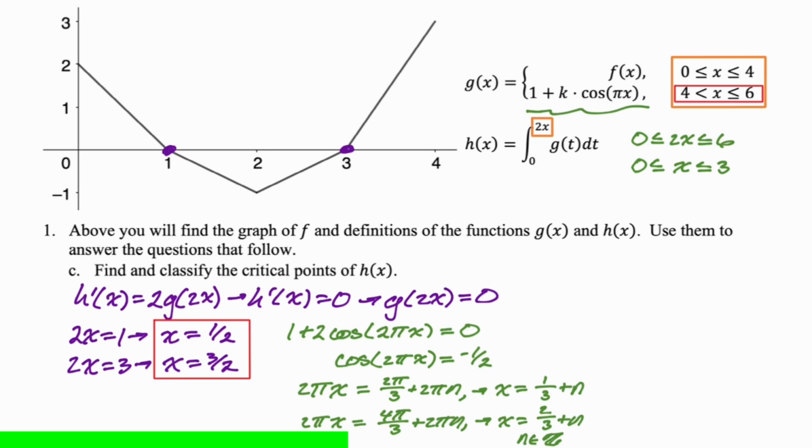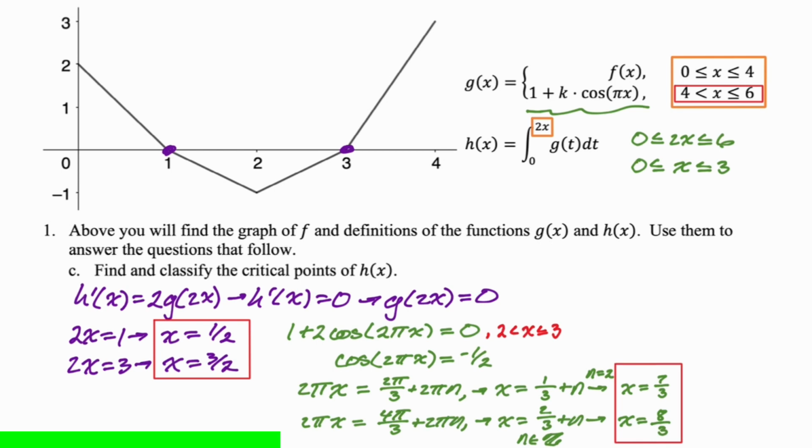So remember, the t value is between 4 and 6, which means that the x value is between 2 and 3. So when we solve this thing, we're only allowed to solve between 2 and 3. That means that when I start looking at these things, I basically need to make n equal 2, because if n is 0 or 1, we're not in the interval. If n is 3 or more, we're not in the interval. The only n value that works is 2. So if I let n equal 2, I get x is 7/3 or x is 8/3.